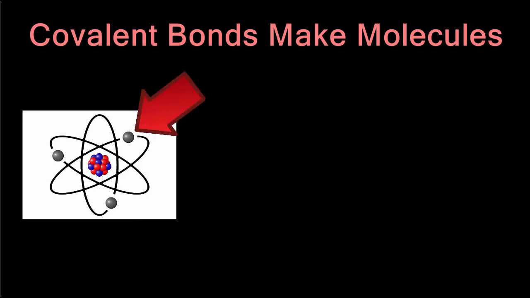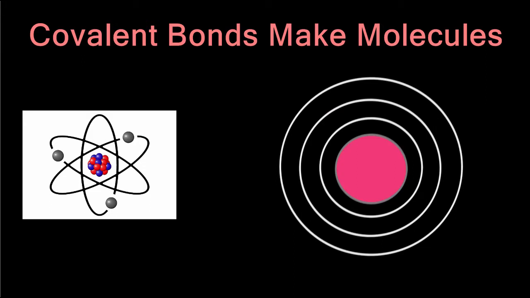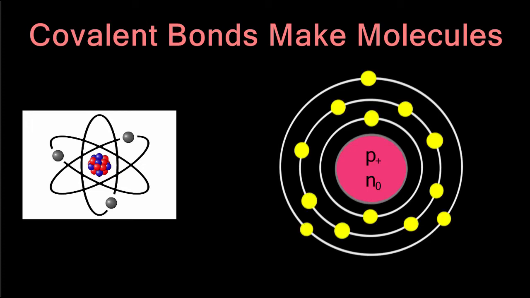Reactivity depends on the electrons in the electron cloud. Remember that an atom has its protons and neutrons tightly bound in the nucleus of the atom. The electrons orbit in the electron cloud. All atoms want their outer energy level to be full.